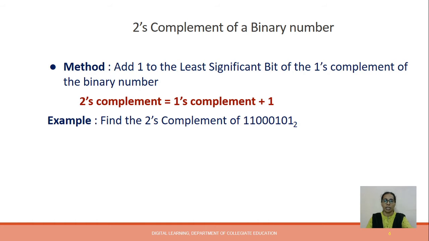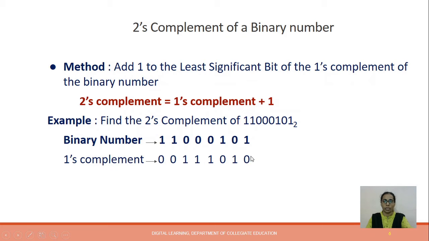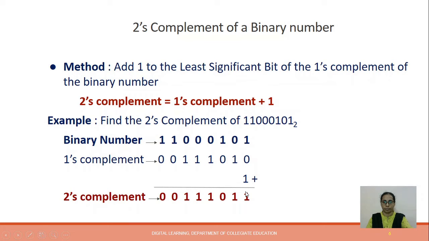Let's see with an example. For finding the twos complement, first we have to find out the ones complement of this number, then add 1 to that ones complement. Here is the given binary number, then find the ones complement. This is the ones complement by just changing the ones to zeros and zeros to ones. Now add 1, so you will get the result as twos complement.